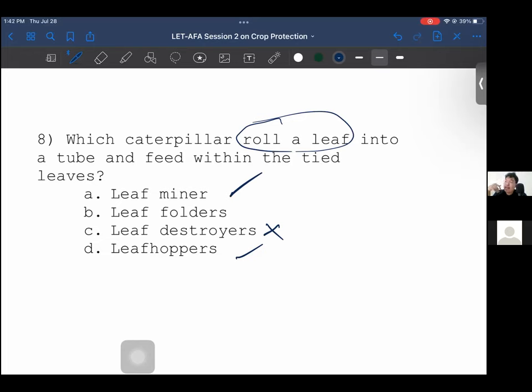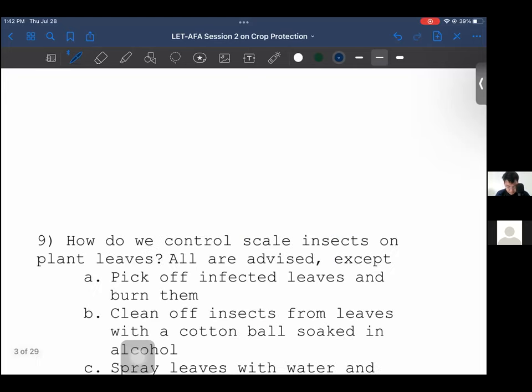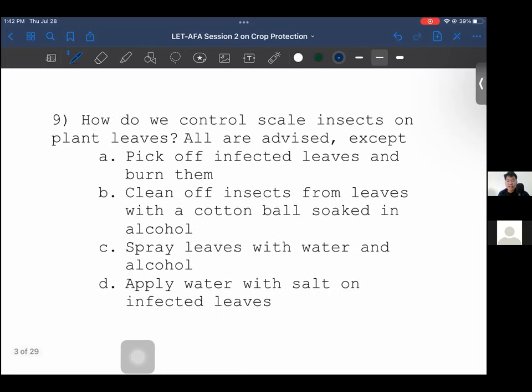Karaniwang nangyayari rin ito sa rice, meron din to sa tomato. Ito yung karaniwang nag-i-infest sa mga gardens natin. So, yung mga leaf folder, actually, ito talaga yung pinakalaban sa garden eh. Kasi maski ako dati, ang dami kong ganito sa outdoor garden ko last year, back in Pangasinan. Okay, next.